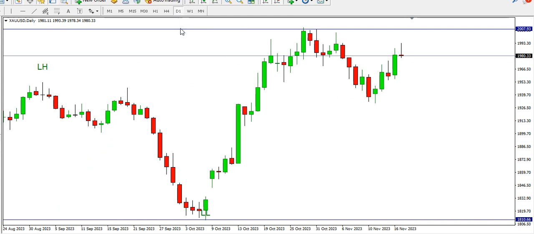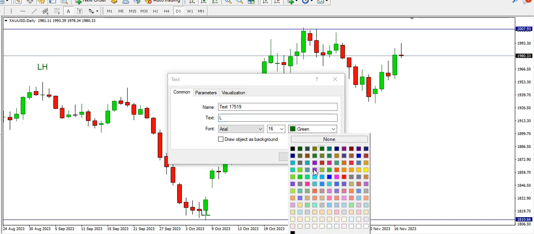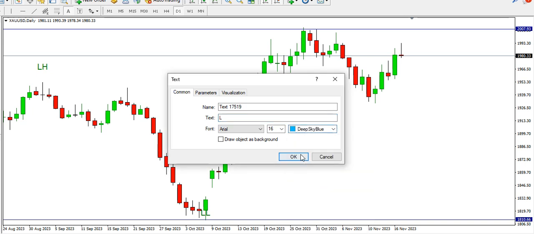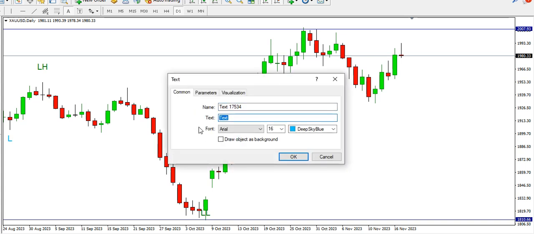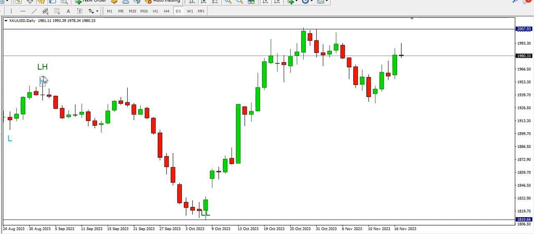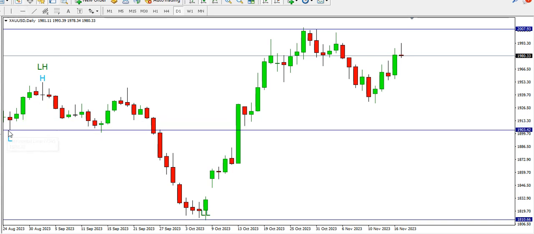Quickly, let us take a look at how the structure is broken on the daily time frame. We have a low around here. It's a low on the daily time frame. Okay, let me change the color to blue. Okay, let me call it deep sky blue. This is a low, there's a high. Let's call this our high. So leaving two structures. The first structure is here. This is our first structural low, and this is our first structural high.